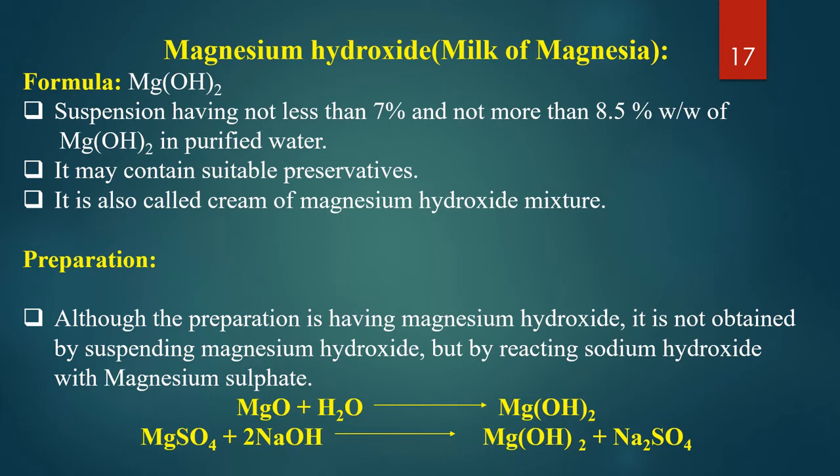Preparation: although this preparation contains magnesium hydroxide, it is not obtained by suspending magnesium hydroxide, whereas it is obtained by reacting sodium hydroxide with magnesium sulfate. Magnesium oxide reacts with water to form magnesium hydroxide. Another reaction includes treatment of magnesium sulfate with sodium hydroxide to form magnesium hydroxide and sodium sulfate.